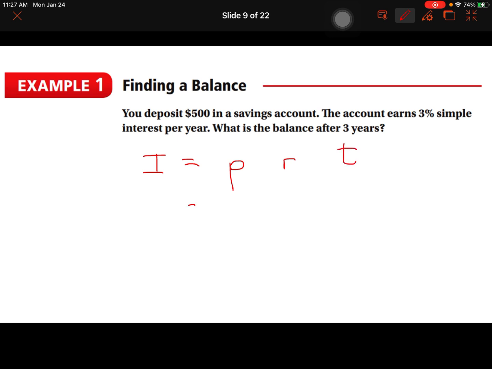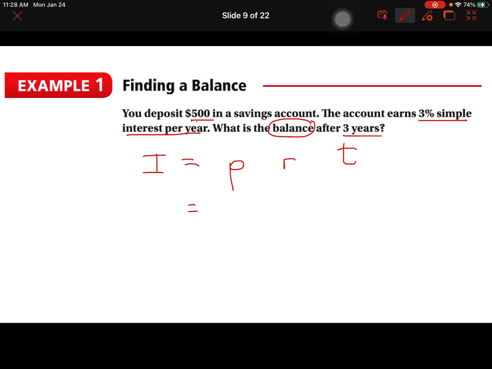And I like to leave myself some space in between because sometimes these numbers are big. And it says you deposit $500 in your savings account. It earns 3% in simple interest per year. What is the balance at the end of 3 years?